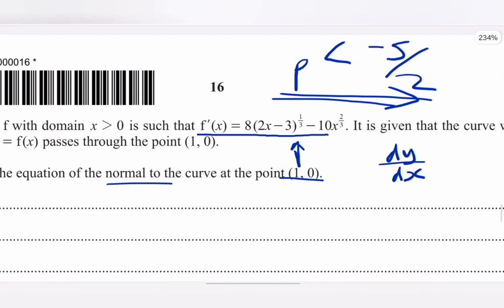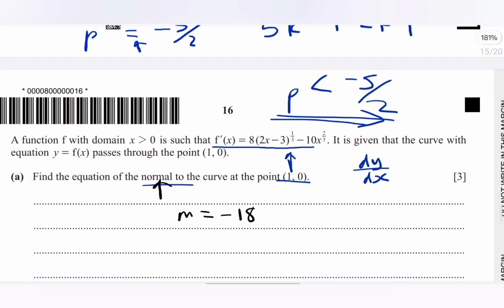So substituting 1 in there, we get 8 and 2 minus 3, that's minus 1 to the power third, just writing that down, minus 10, minus 10 x, which is 1 to the power 2/3, you get 1. So you're getting minus 18. So m is minus 18.